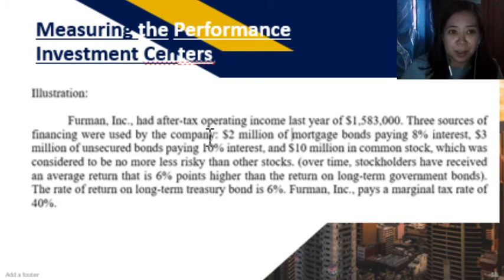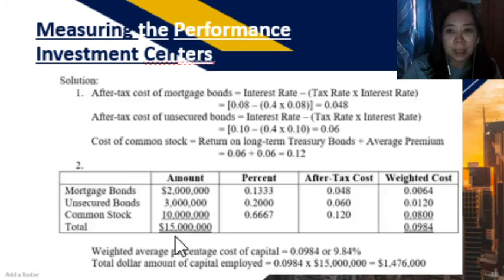For this company, they have after-tax operating income of 1,583,000. They have three sources of financing: 2 million in mortgage bonds with 8% interest, 3 million in unsecured bonds with 10% interest, and 10 million in common stock or equity. So it is considered to be more or less risky, with an average return of 6%. The company pays a marginal tax rate of 40%.